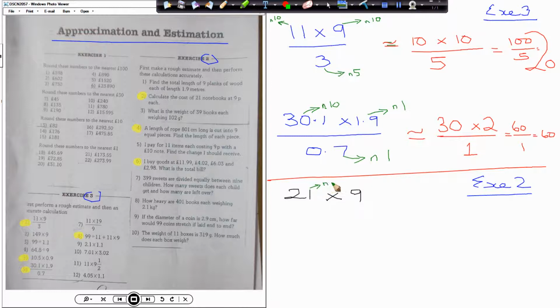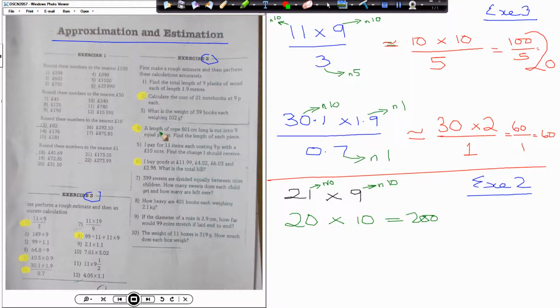So this one is to the nearest 10. And the next one is to the nearest 10 as well. So 21 becomes 20. And 9 becomes 10. And 20 times by 10 becomes 200. And that's the end of that example. That's done. Okay. Question number 4.